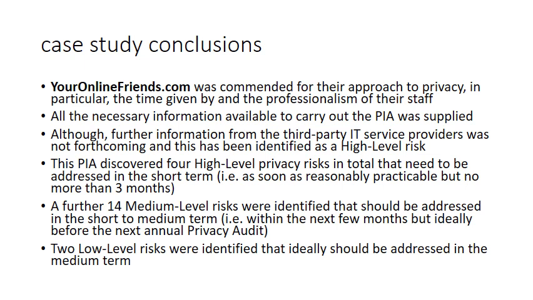Although further information from the third-party IT service provider was not forthcoming, this has been identified as a high-level risk. So they have to think about whether they should continue to use that organisation or whether they should push their organisation to ensure they get the documentation that's required. The PIA had discovered 4 high-level privacy risks in total that need to be addressed in the short term, certainly no longer than 3 months. A further 14 medium risks were identified that should be done in the short to medium term. Some things are like low-hanging fruit, you can do them straight away, they're obvious. Other things might take a little more time to implement. And 2 low-level risks were identified that should be addressed in the medium term.